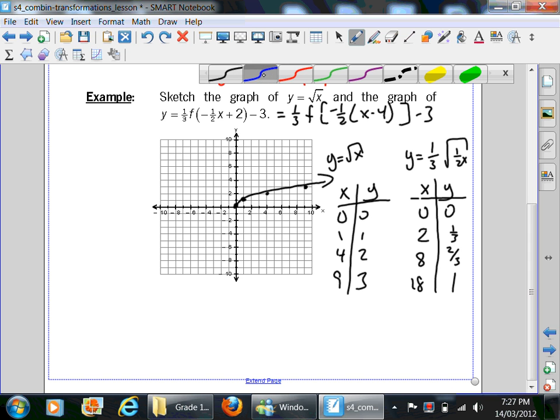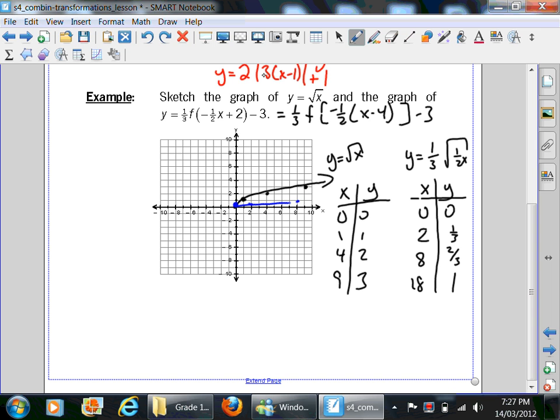So we have 0, 0, no change there. We have 2 1/3, which should be right here. And then we have 8 2/3, which should be right here. So we have this really gradual curve here, right? If we could make our own scale, we would probably use a completely different scale here, so we could see a little bit more of that curve.